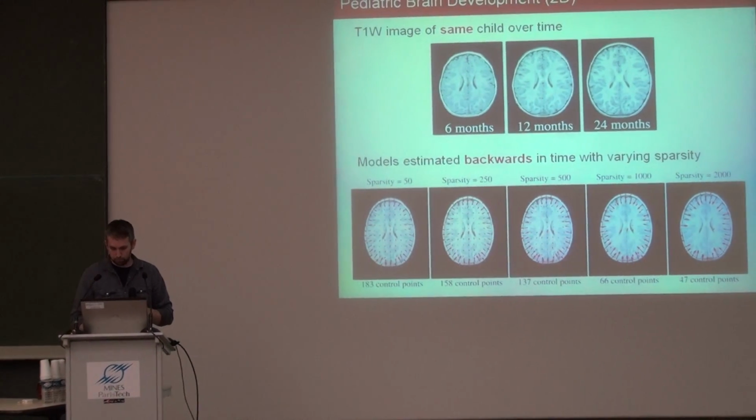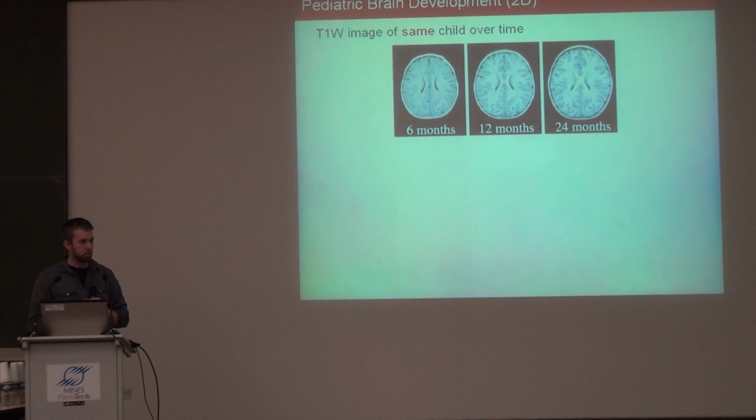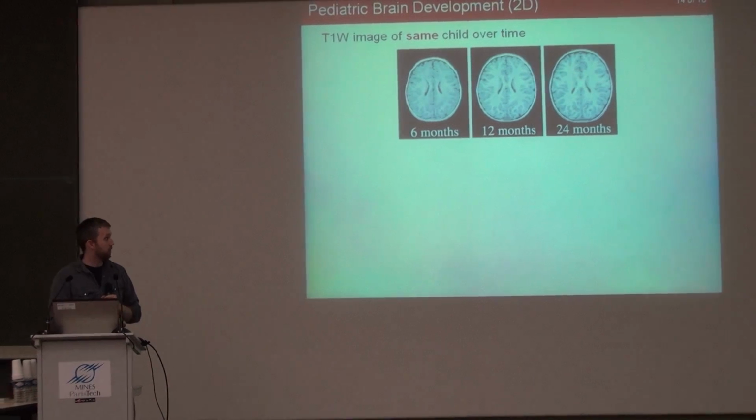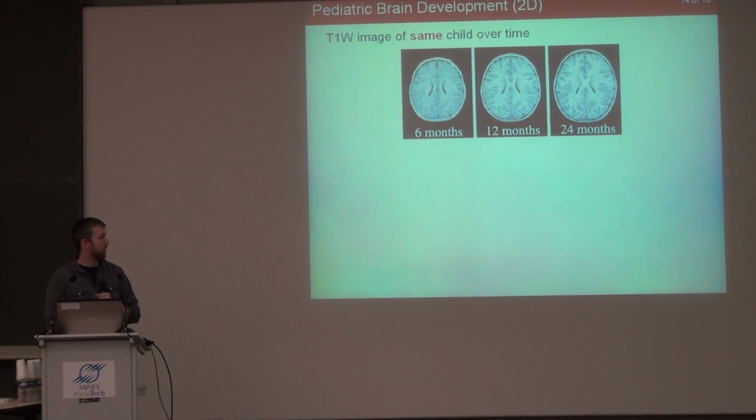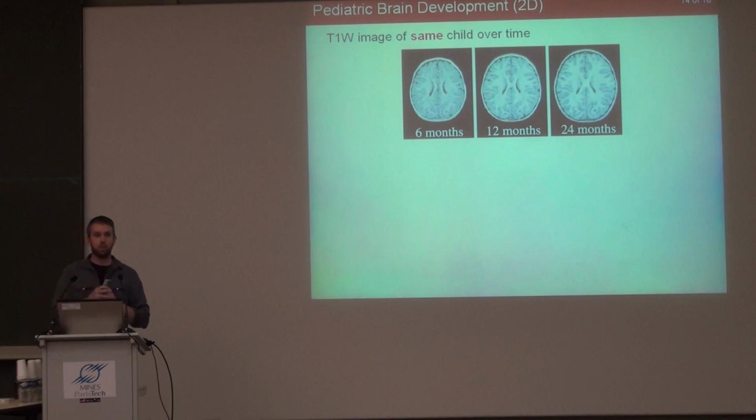Okay, so let's look at another example. This is, again, 2D images, but from real medical images of the same child scanned at 6, 12, and 24 months old. It's a little bit hard to see on the projector, but the contrast is pretty poor at 6 months and improves over time, and at 24 it's quite nice. So in this case, we estimate the model starting from 24 months and go backwards.